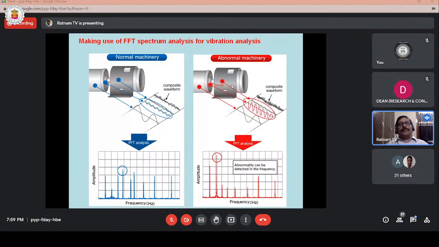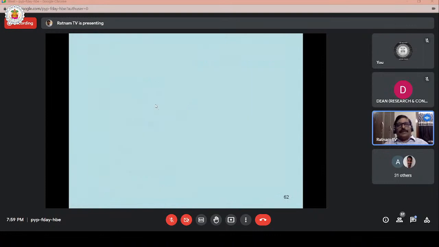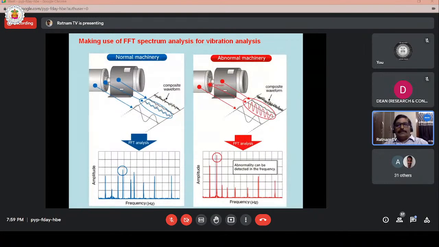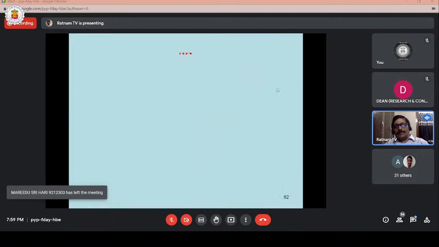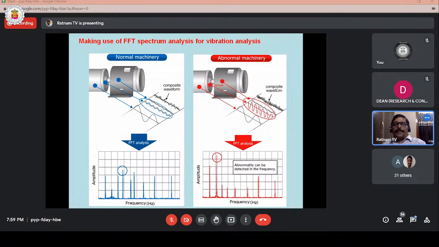Typical FFT spectrum of a normal machinery and faulty machinery. You can see the vibration levels of normal machinery when the composite waveform is converted into FFT, it looks like this. For an abnormal or faulty machine, the composite waveform is converted into FFT. Here you can see the peak.